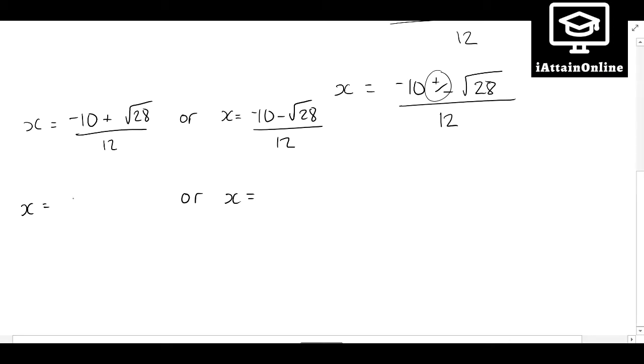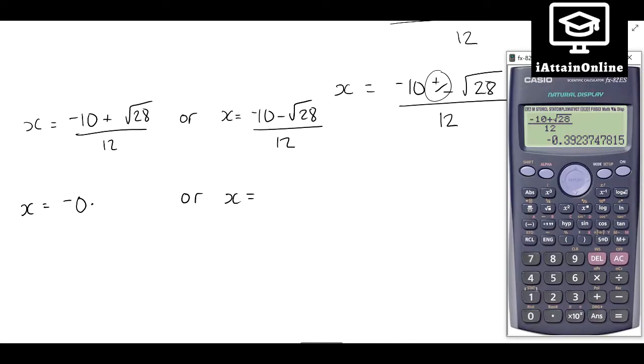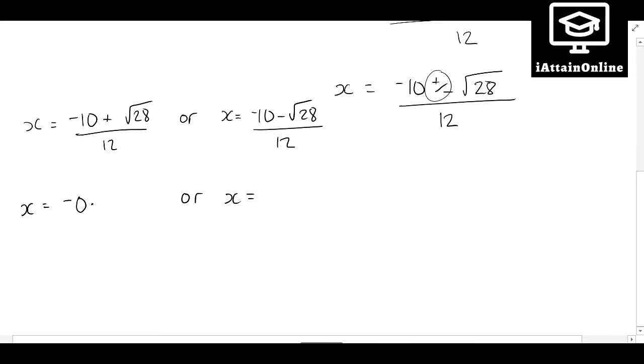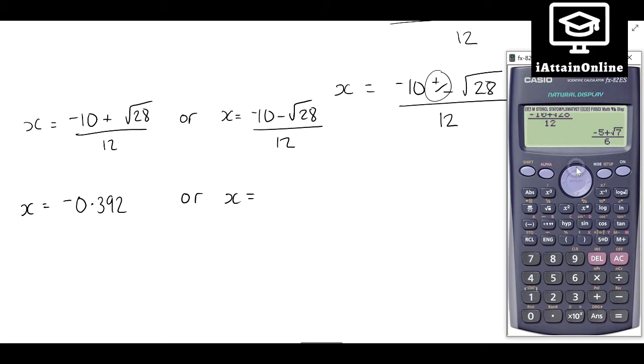So x equals negative 0.392. Then to find the other one, you don't need to retype it in. You can just use your arrows to go back through and change that to a takeaway. And that one comes out as negative 1.27.